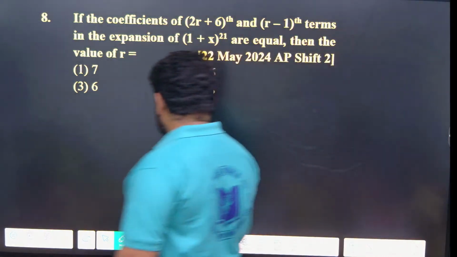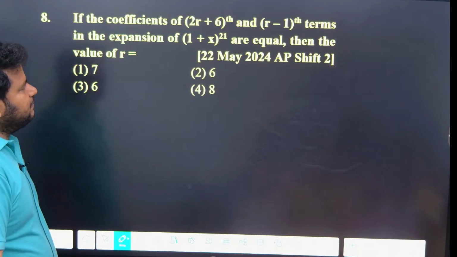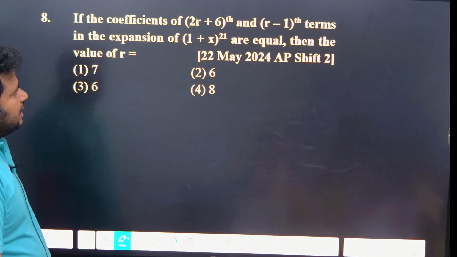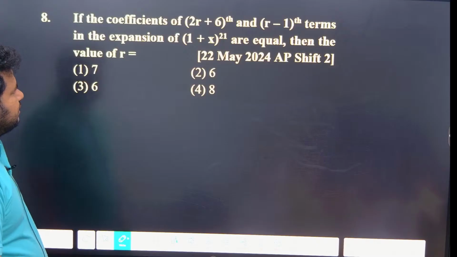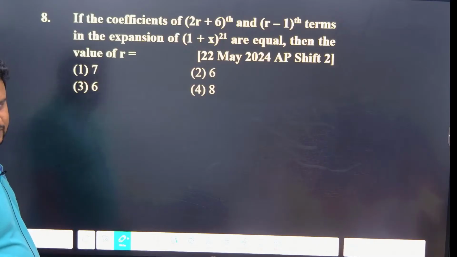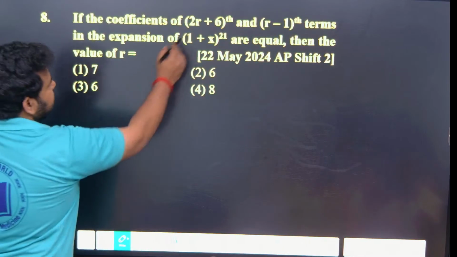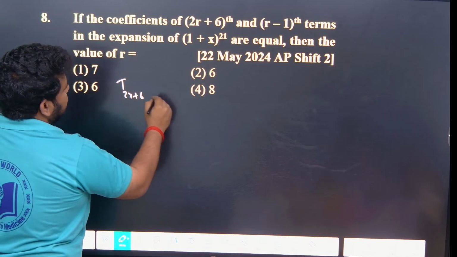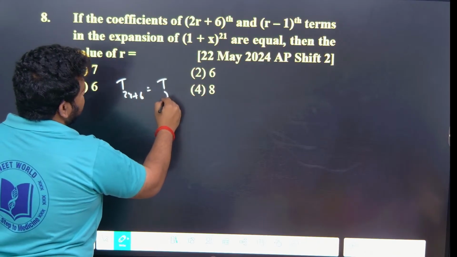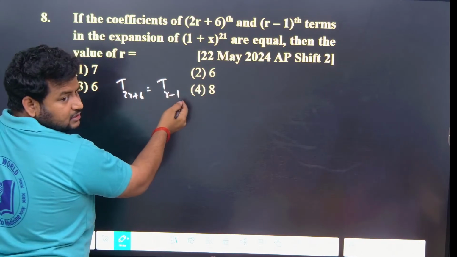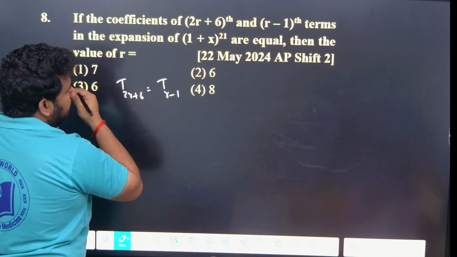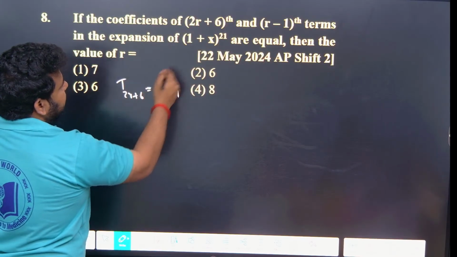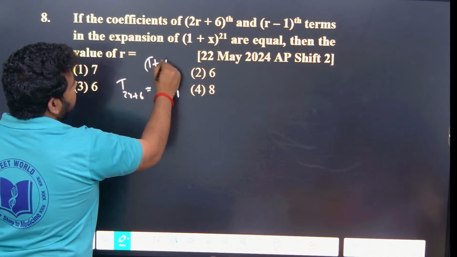They were given, if the coefficients of 2r plus 6 and r minus 1 terms of the expansion (1 plus x) to the power of 21 are equal, then the value of r is what? They are telling the coefficients of this term. What is that term? T(2r+6) is equal to T(r-1), are equal. They are telling equal, of expansion of what? (1 plus x) to the power of 21.